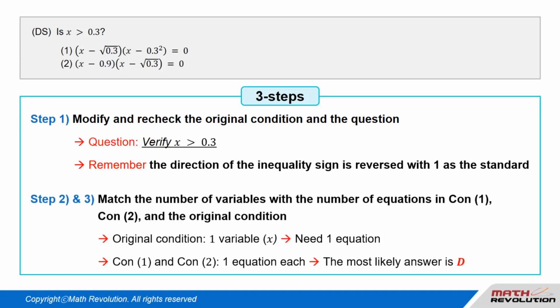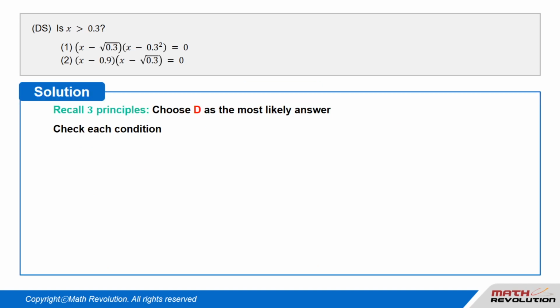From the original condition, we have one variable, x. To match the number of variables with the number of equations, we need one equation. Since conditions 1 and 2 will provide one equation each, D would most likely be the answer. Recall 3 principles and choose D as the most likely answer. Let us take a look at each condition.